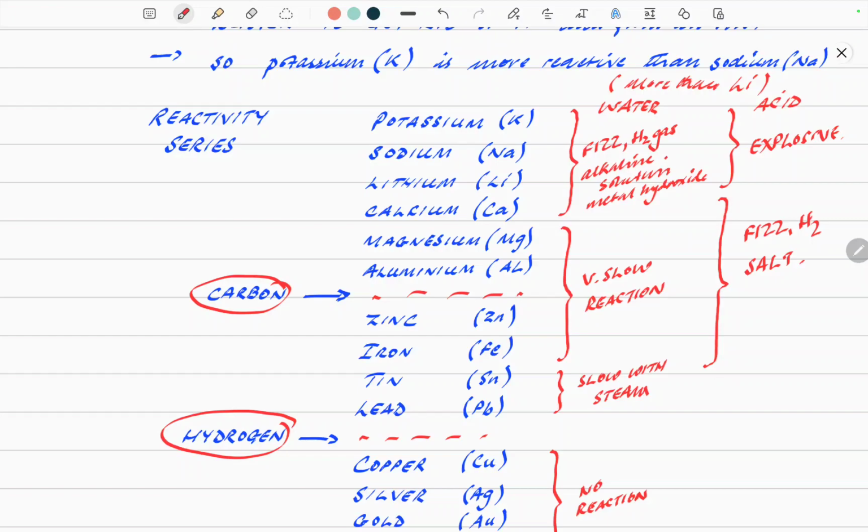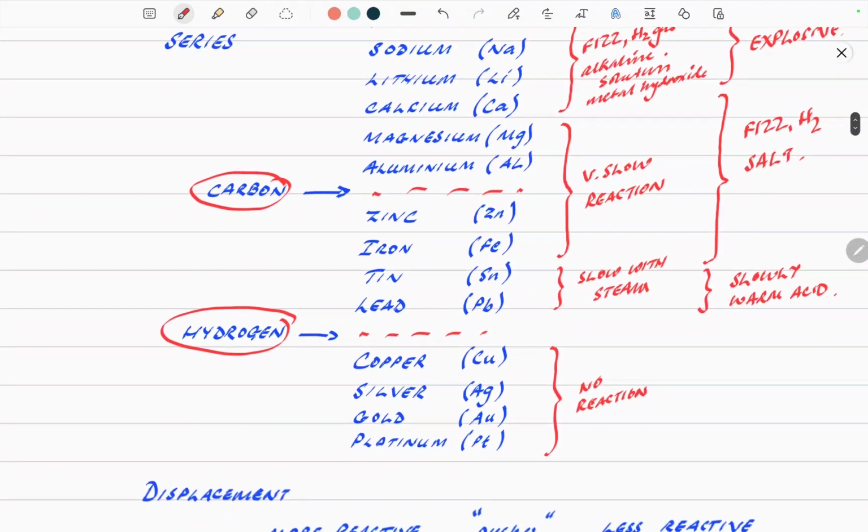And the tin and lead pair, they seem to be always on their own. Lonely pair, that too. React slowly with warm acid. So they need a bit of a helping hand. Warm acid. All right. And the outcome is the same as the previous lot. Finally, the copper down to platinum. Again, no reaction.